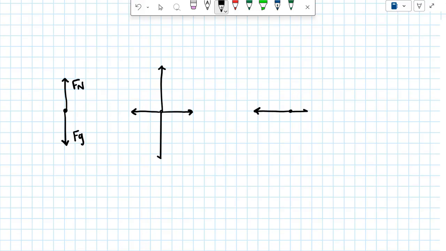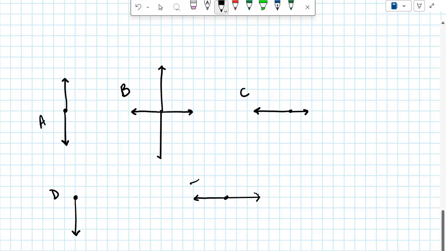So I'm going to draw a series of free body diagrams. It doesn't really matter what the forces are. Maybe this one. This, right? So I want you to think about these free body diagrams. And I want you to think, can I tell from these free body diagrams what direction the object is moving? So pause the video and think to yourself, if these are my free body diagrams, can I tell what direction the object is moving?